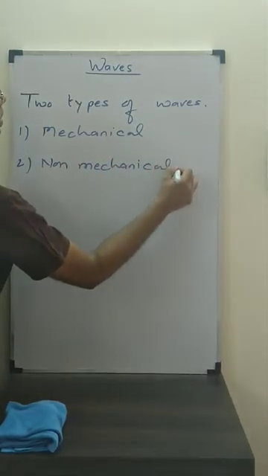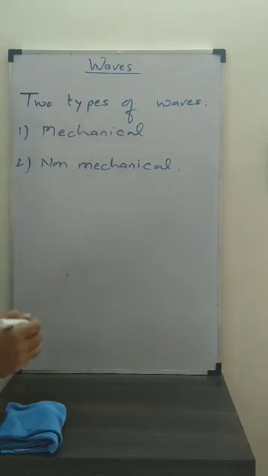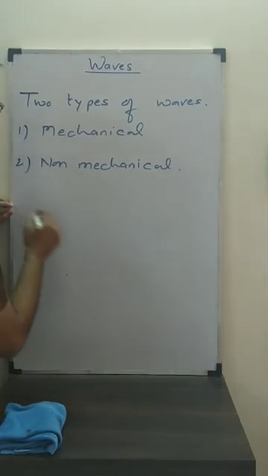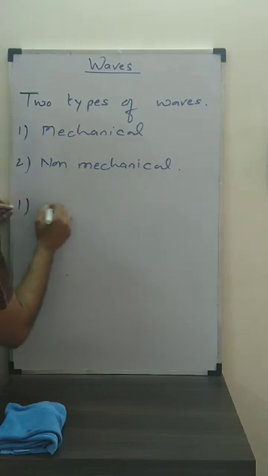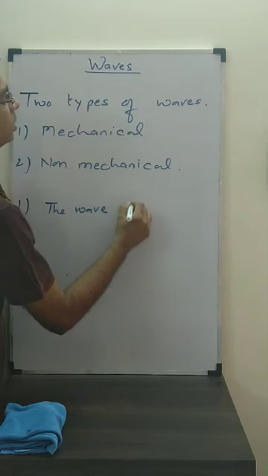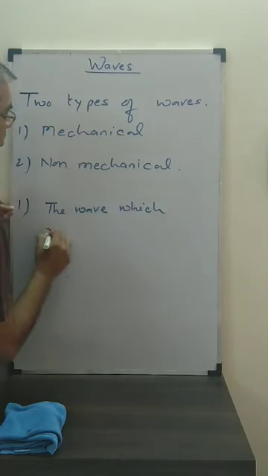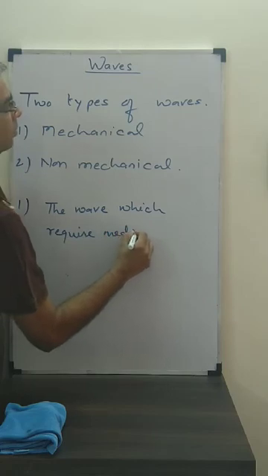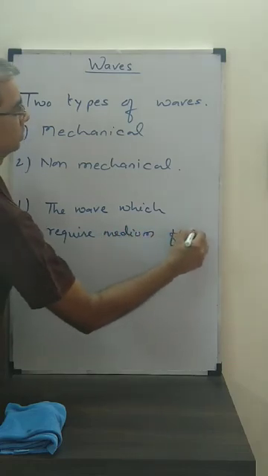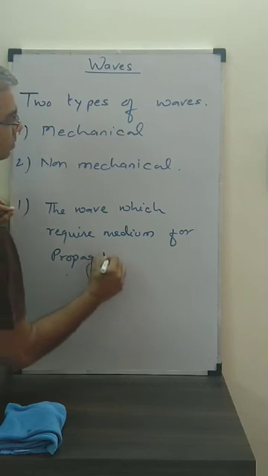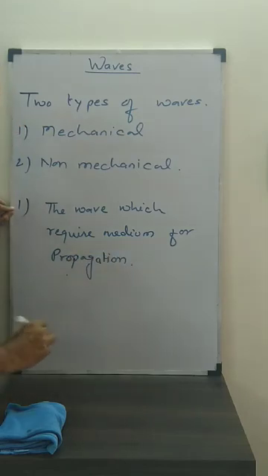Now what is a mechanical wave? A mechanical wave is a wave which requires a medium for propagation. Mechanical wave means the wave which requires a medium for propagation. Examples I will tell you later.